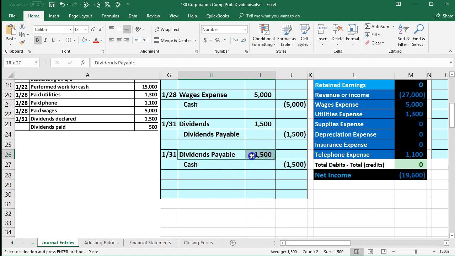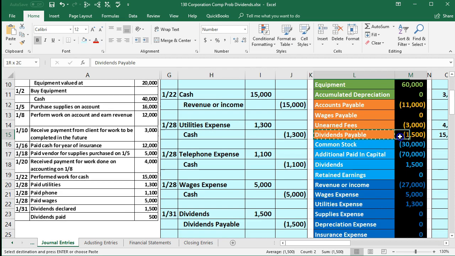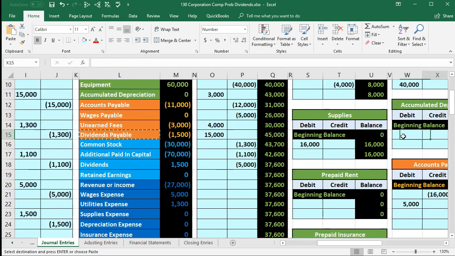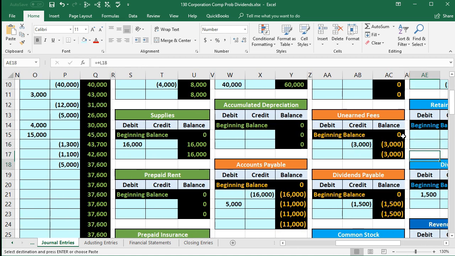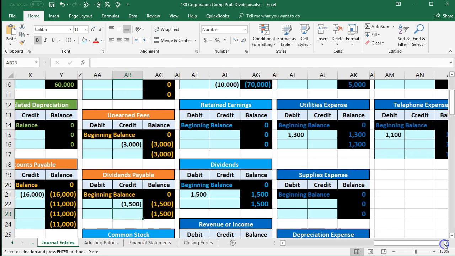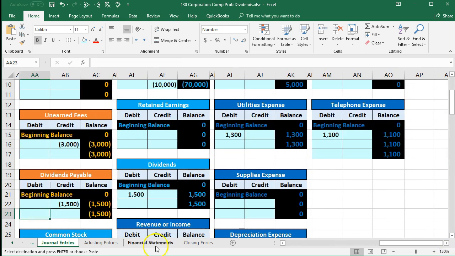So here's the dividend payable. It's going to be our last liability on the trial balance. It'll be the same on the general ledger. If we scroll to the right, looking for dividends payable, we see it here. Scroll all the way to the right. We'll just do it with scrolling. We want to be on the debit side this time.